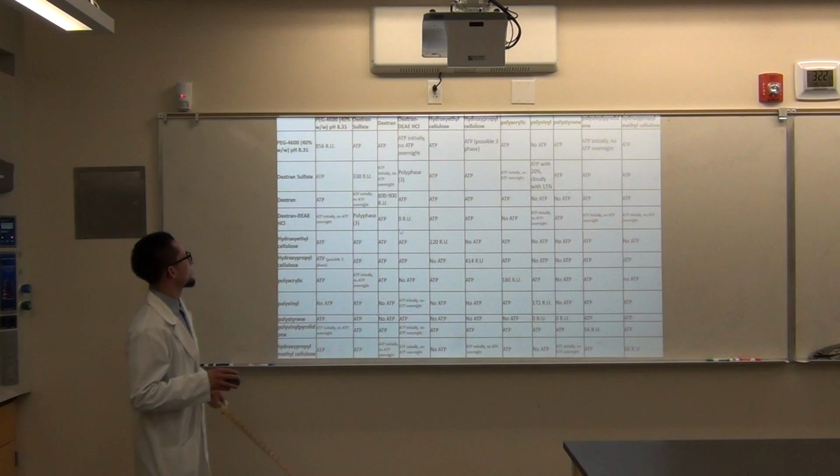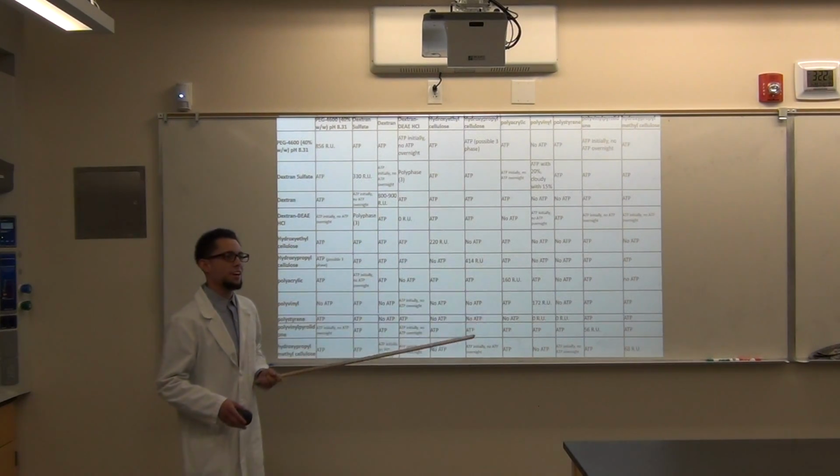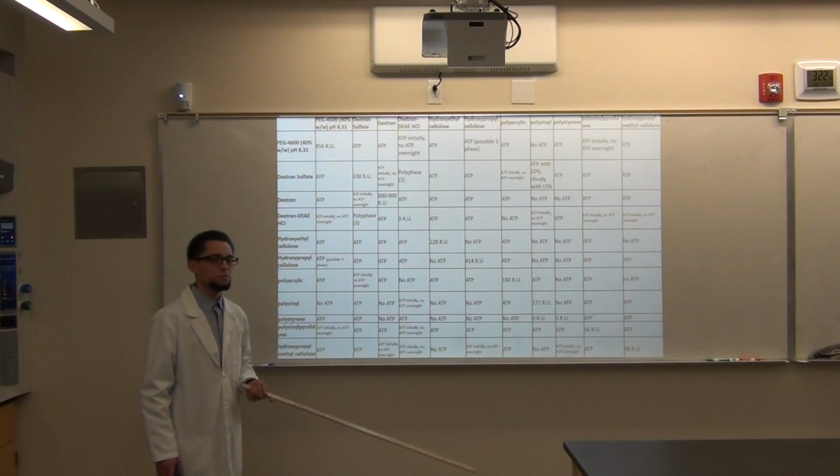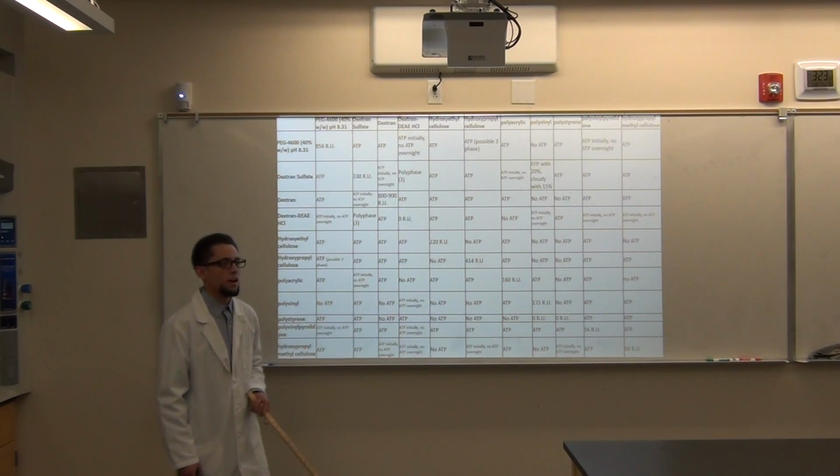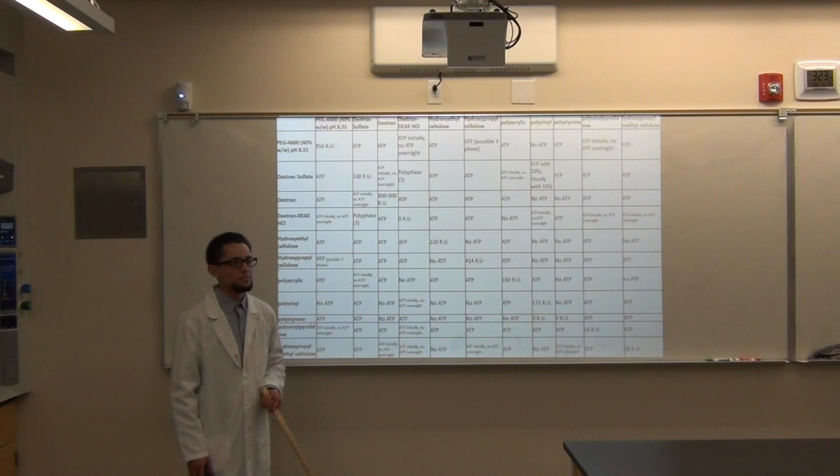So what Daniel's doing is, instead of having 2 phases, he's going to try and create more than 2 phases. 3, 4, 5, 6 phases. 4 or 5 aqueous phases, all separated out into layers.